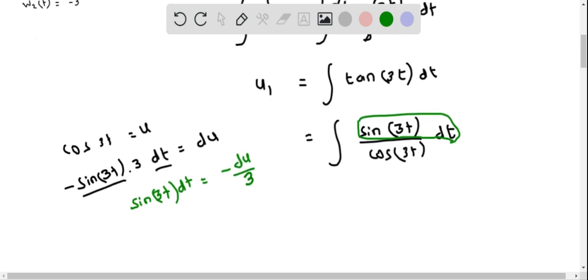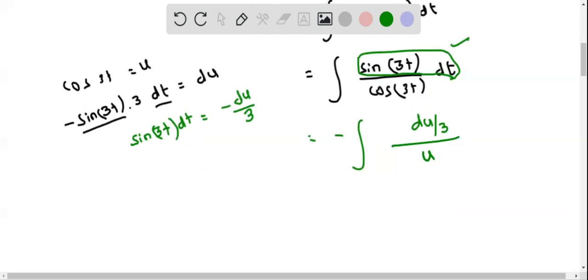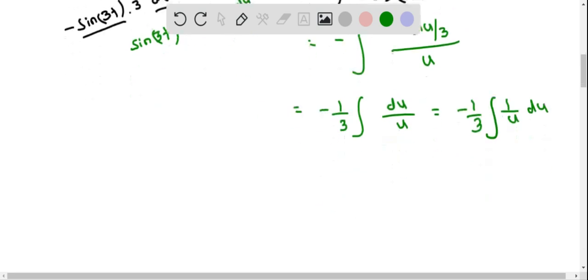Therefore, after u substitution, this will become negative of this one. We replace this by du by 3, and divided by cosine 3t, which we write as u. So this can be rewritten as negative 1/3. We factor the constant, and then du by u. So this equals negative 1/3 times the integral of 1 by u du. The antiderivative of 1 by u is the natural logarithm of u. We can put the absolute value.